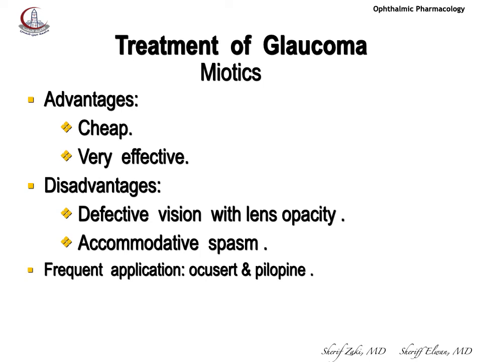Now, miotics in treatment of glaucoma have the advantages of being cheap and very effective, but the disadvantages of defective vision with even minor lens opacities and the induction of accommodation spasm. Frequent application may be effected through the Ocusert that was described before, and the pilocarpine ointment known as Pilopine.